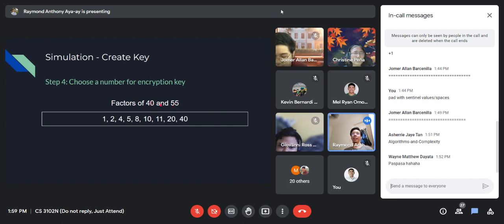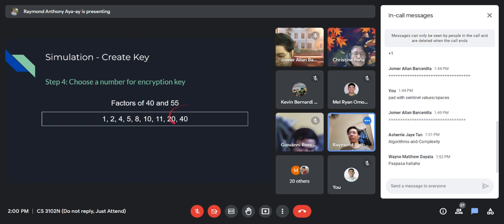What I meant was it shouldn't be both 40 and 55, but I placed them in the same list. So you are putting together into the set the union of the factors of 40 and 55. Yes, Miss. Okay, so that's better.